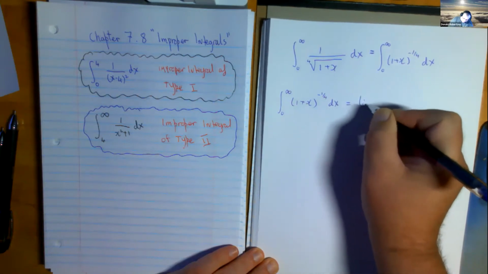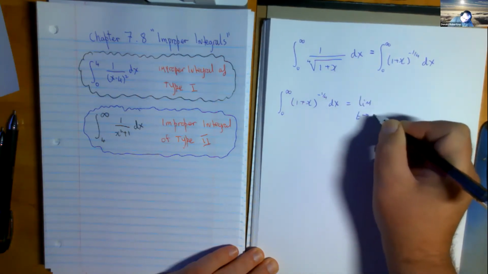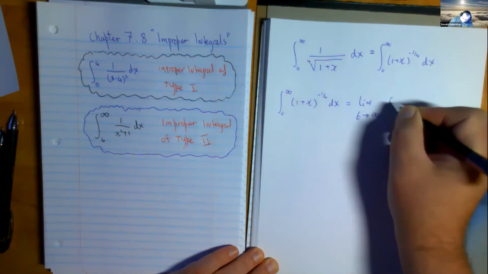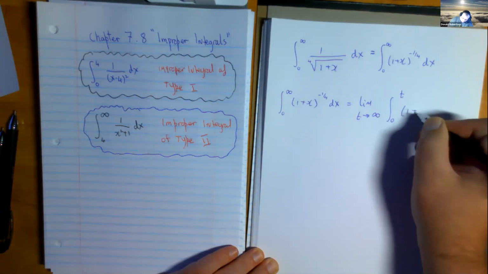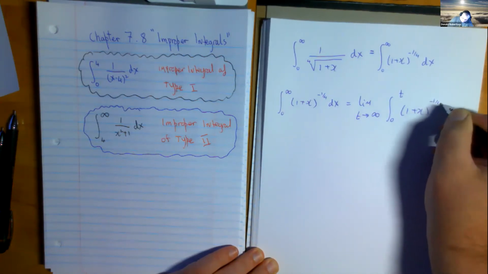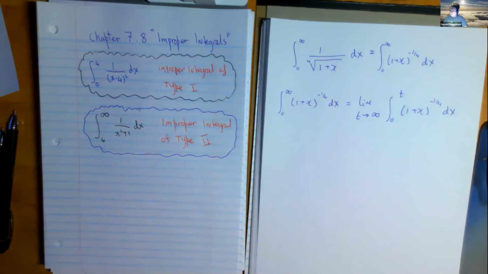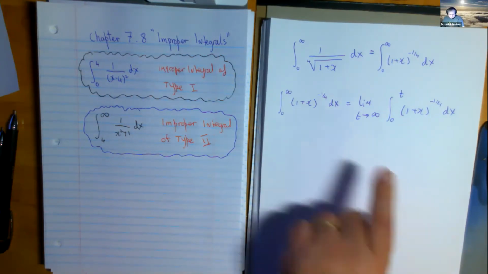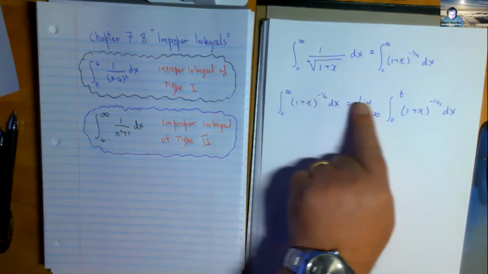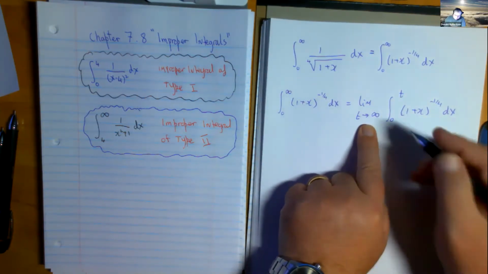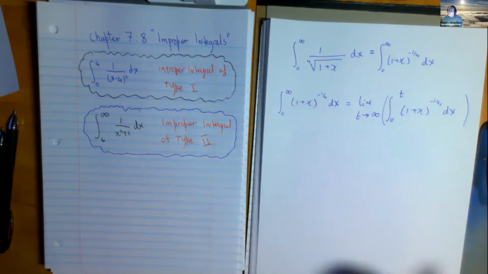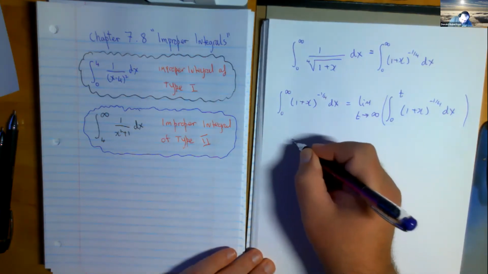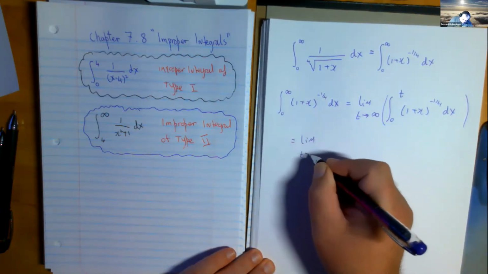Well, that's going to be the limit as t tends to infinity of the integral from 0 to t of (1 plus x) to the negative 1/4 dx. So you take the integral, replace the infinity with t, and make it go as a limit now, right? Change it to a limit. Right, next bit might be a little bit messy, but it is doable, hopefully.